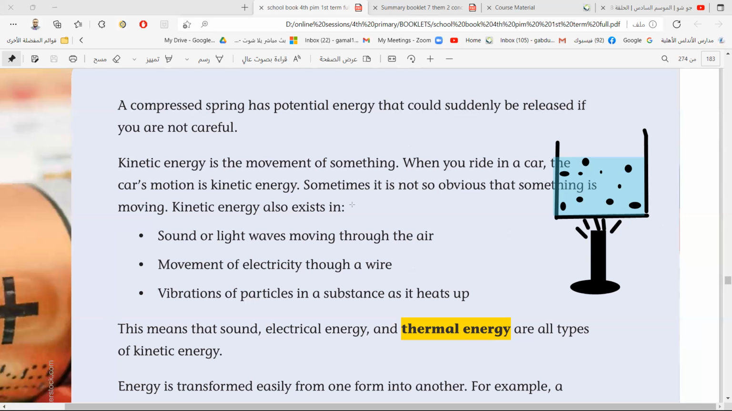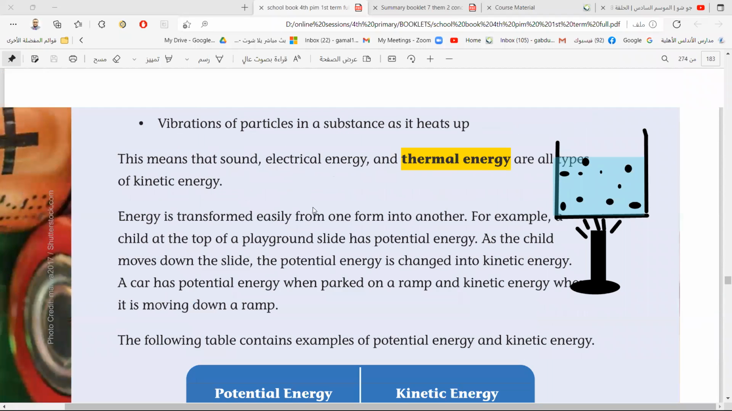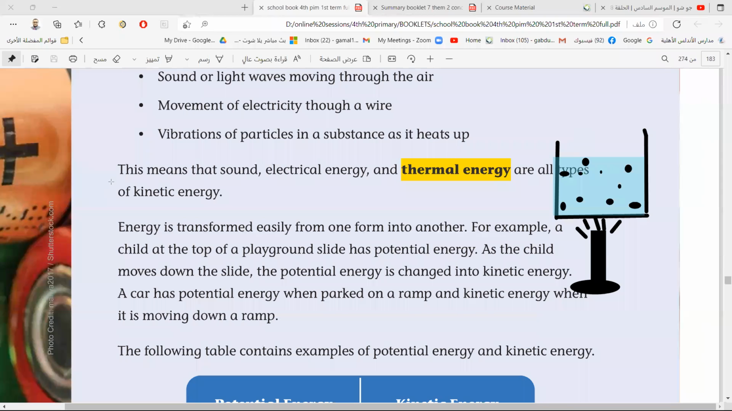So we have another form of kinetic energy, which is thermal energy. This means that sound, electricity and thermal energy are all types of what energy? Kinetic energy. Very good. But gravitational potential and chemical are potential energy.